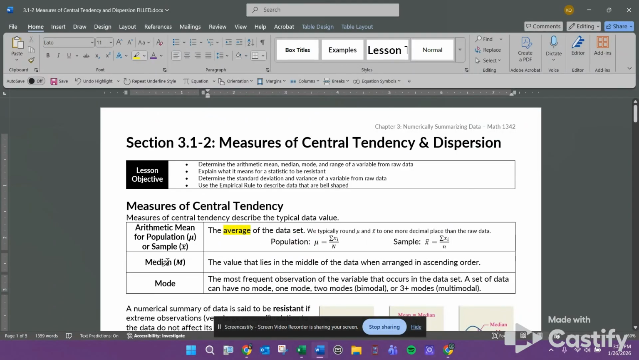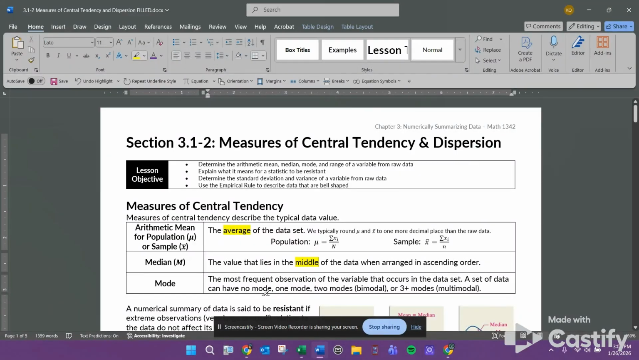Then we're going to introduce the median. The median is the value that lies in the middle of the data when arranged in number order. So we're going to be sorting our data from smallest to largest so we can find whatever's in the middle. Hopefully you remember also that if two numbers lie in the middle, you will average those two numbers to find the median of those two middle numbers.